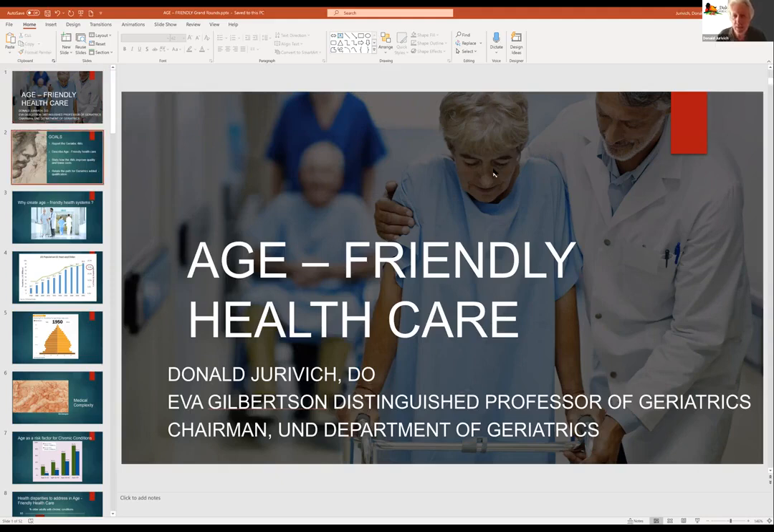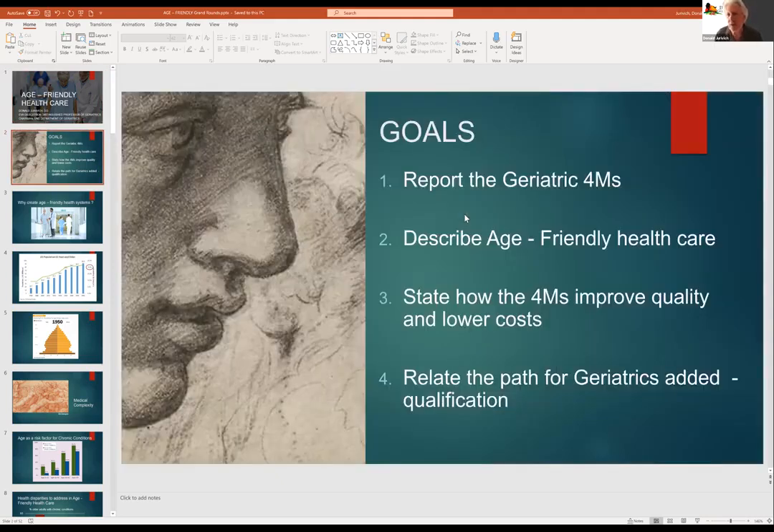So what we'd like to do today is talk about what we call the geriatric 4Ms. And we want to describe what age-friendly healthcare is all about, and then try to convince everybody that the 4Ms, when applied consistently, help improve the quality of healthcare and lower costs for older adults.